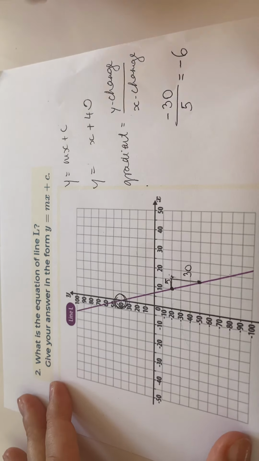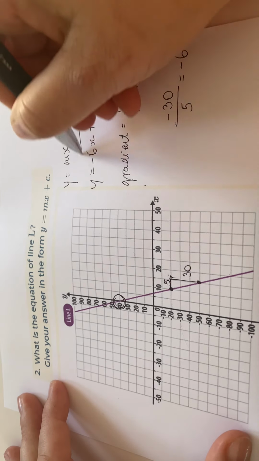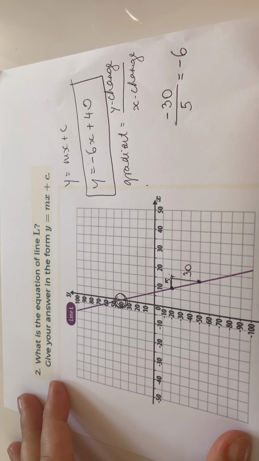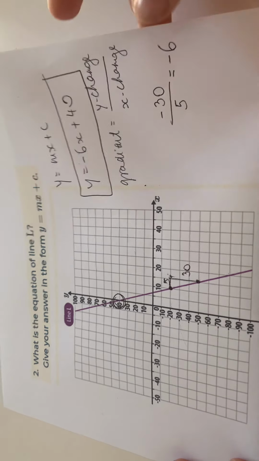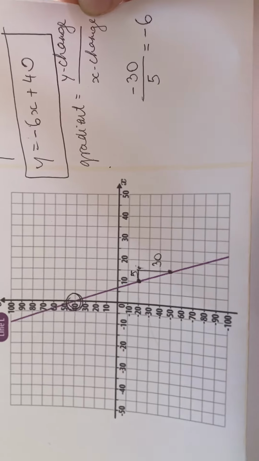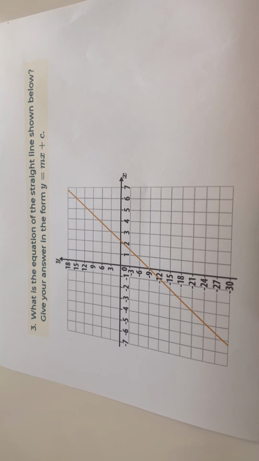So this one is going to be a minus 6. So all you've got to do is put that back in here. So the equation of this line is y equals minus 6x plus 40. Now if you tried it by yourself, I really hope you got it right. And there is one more example that I will go through. Again, if you wish to, you can give it a go before you look at what I'm doing.